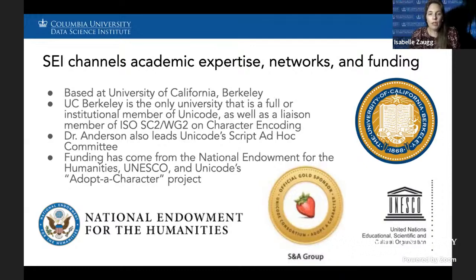And funding has come historically from the National Endowment for the Humanities, UNESCO, and Unicode's Adopt a Character project. And this project primarily has used the excitement around emoji to open up an opportunity for people to adopt a character, often an emoji, and sponsor that character. And the funds that are garnered from those efforts are then given to or used in the efforts of the Script Encoding Initiative to help support the encoding of minority and historical scripts.